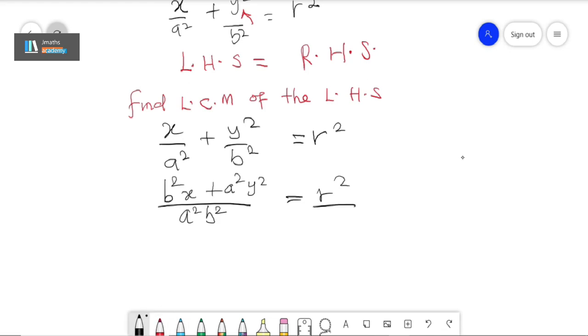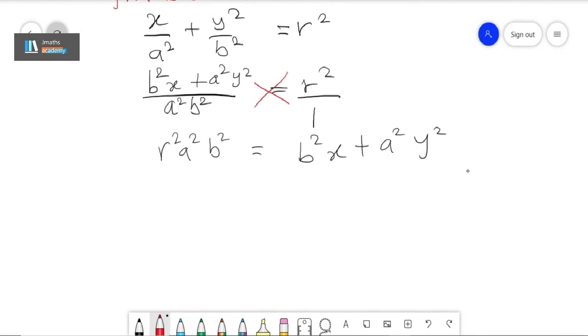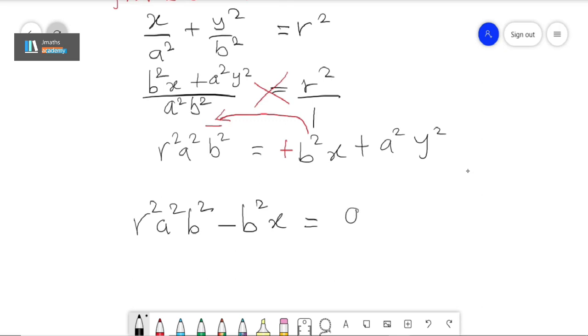So to continue, we simply make r squared over 1 and then we cross multiply, so we have r squared a squared b squared equal to b squared x plus a squared y squared. Now to find y, we simply take b squared x from our right hand side to our left hand side. The sign changes from positive to negative. So we have r squared a squared b squared minus b squared x equal to a squared y squared.